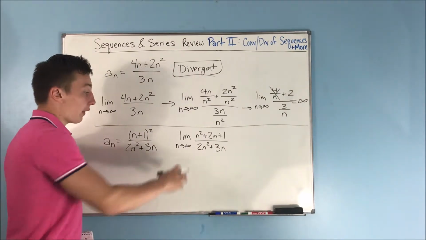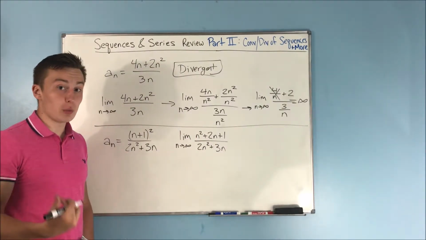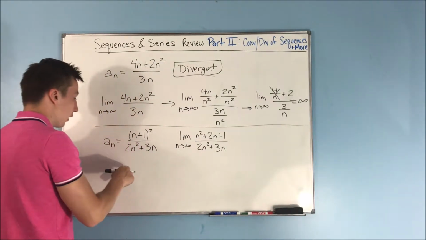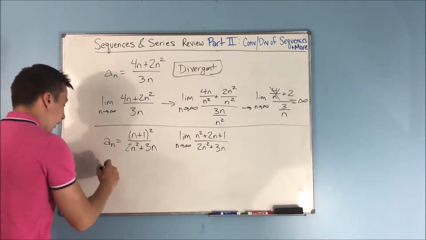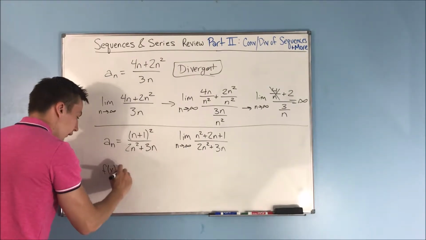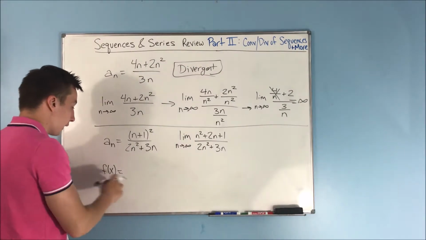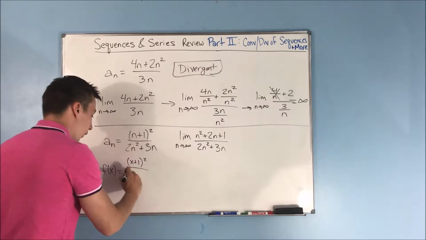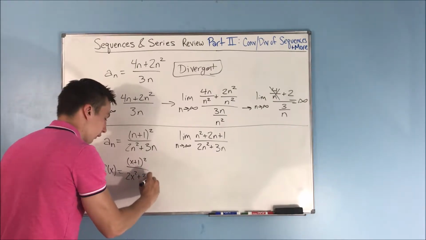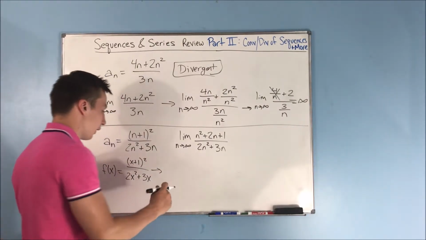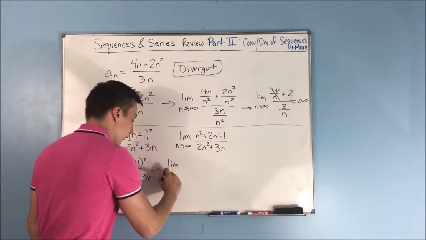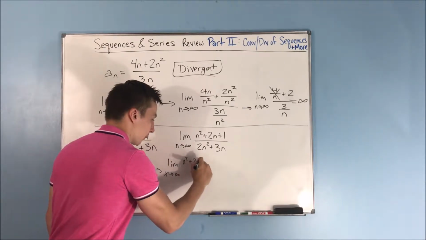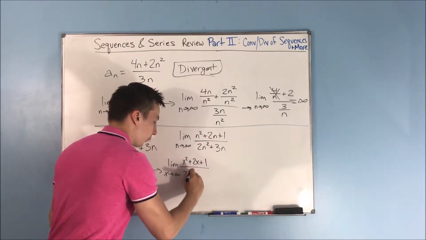Now, because we divided by the highest power of n before, I will also show you how to use L'Hopital for this. We'll compare this a sub n to f of x, and f of x is going to be equal to (x plus 1) quantity squared over 2x squared plus 3x. Off of that, we're going to take the limit as x approaches infinity of x squared plus 2x plus 1 over 2x squared plus 3x.